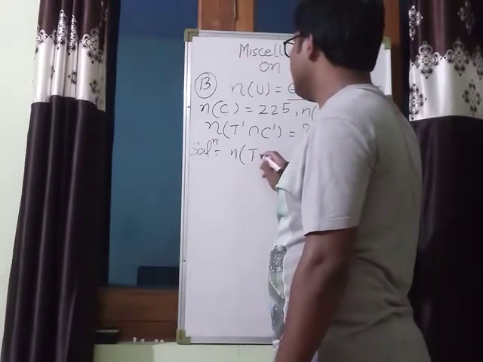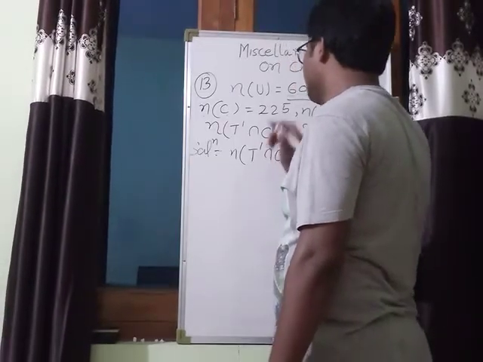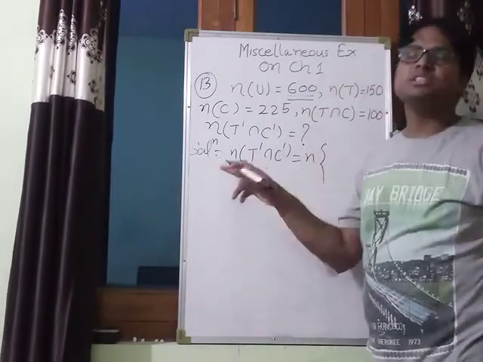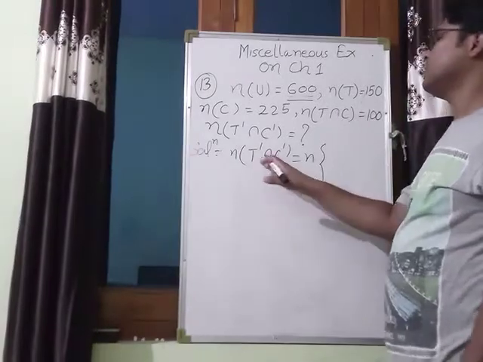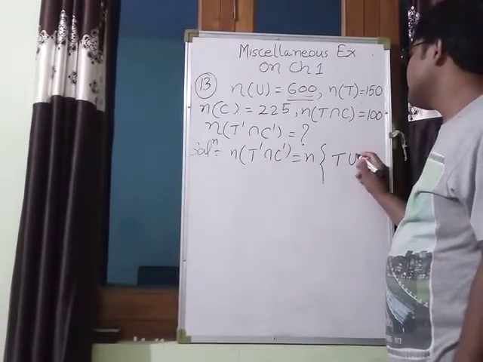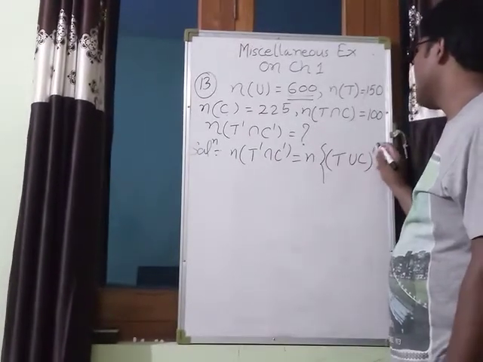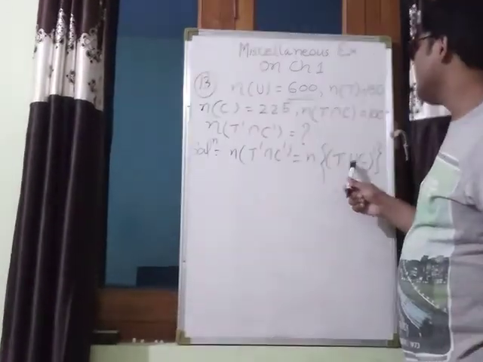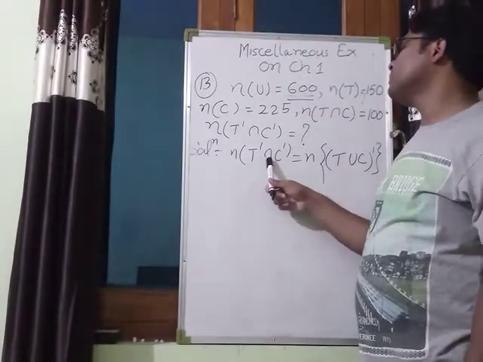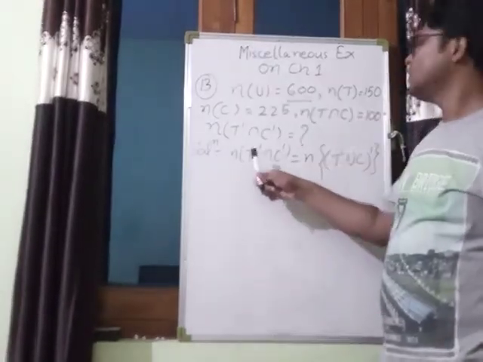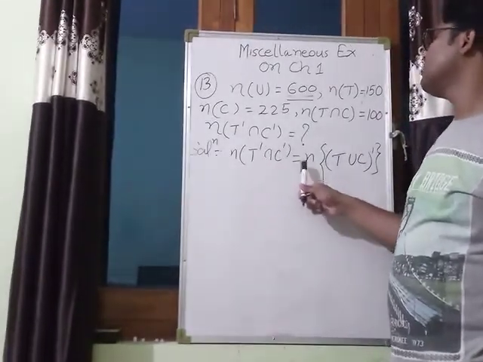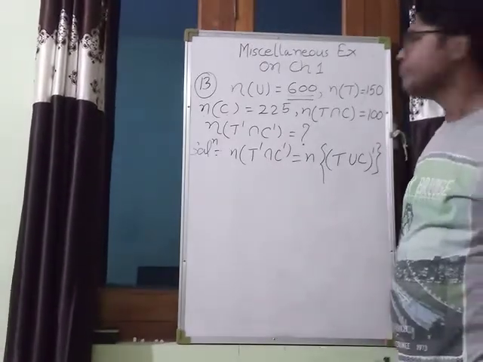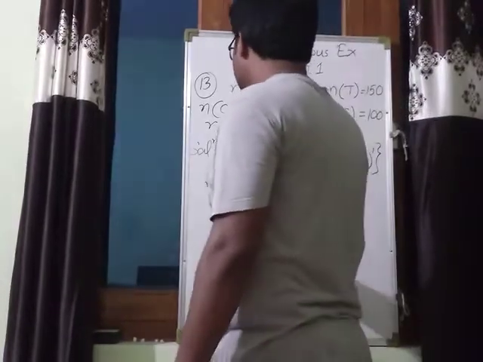So see its solution. How can we solve this? N of T complement intersection C complement will be the same as N, see, this is by using De Morgan's law. We know that this can be written as T union C complement by De Morgan's law. By De Morgan's law, A union B complement is equal to A complement intersection B complement. So A complement intersection B complement can also be written as A union B whole complement.